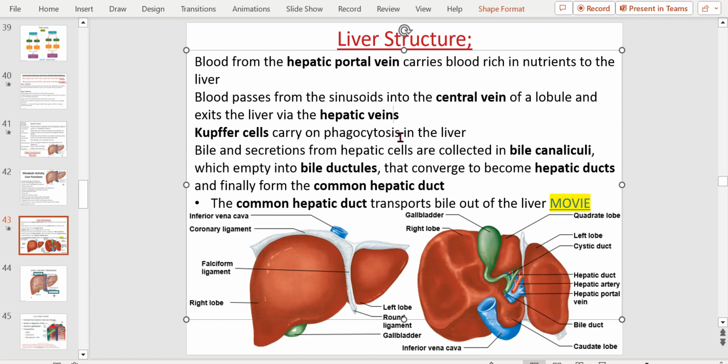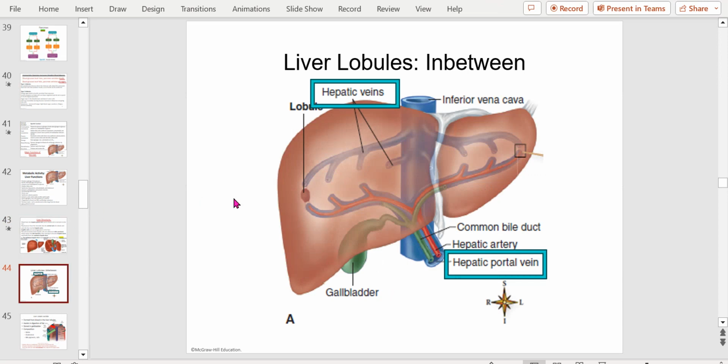Blood passes from the sinusoids into the central vein of a lobule and exits the liver via the hepatic vein. Kupffer cells carry on phagocytosis in the liver. Bile and secretions from hepatic cells are collected in bile canaliculi, which empty into the bile ductules that converge to become a hepatic duct and finally form the common hepatic duct. The common hepatic duct transports bile out of the liver. And there's a nice movie. Pause the video, watch that one there.